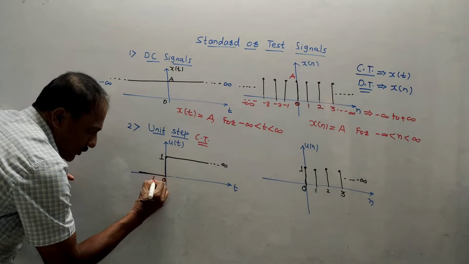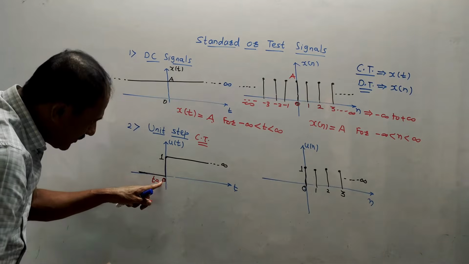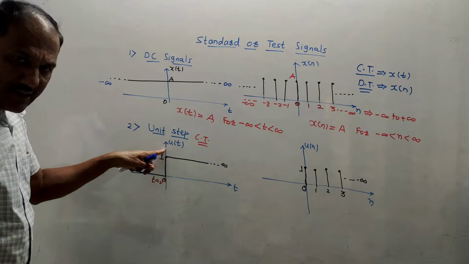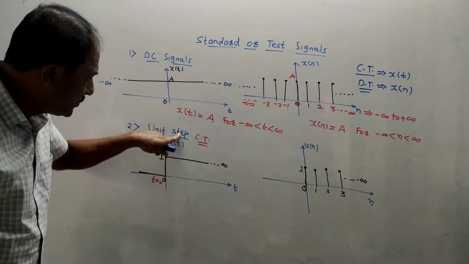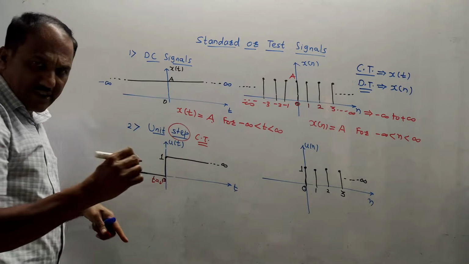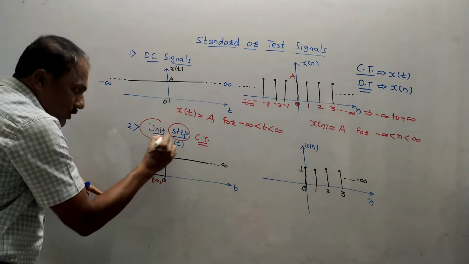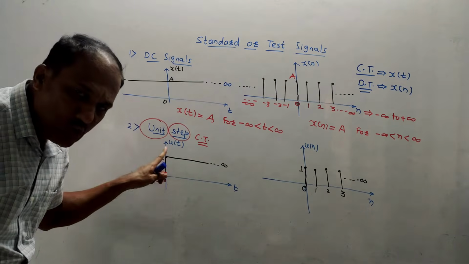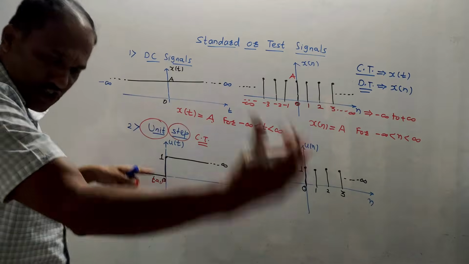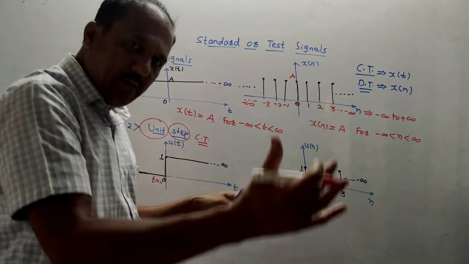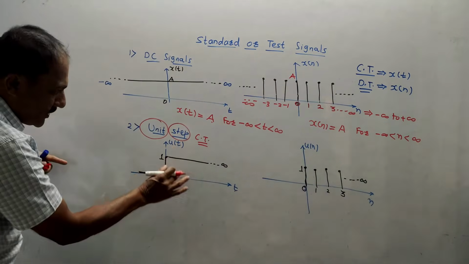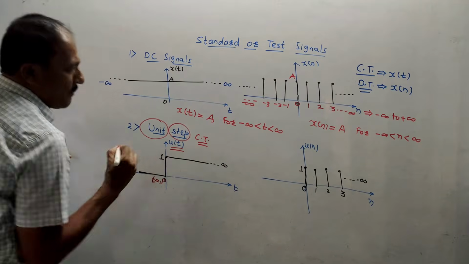At t equals 0, amplitude suddenly changes from 0 to 1. So this sudden change is known as step action. Step means sudden change and its amplitude is 1, so the word unit is used. So it is known as unit step. A sudden change whose amplitude becomes 1 from 0 is known as unit step, denoted by u of t.